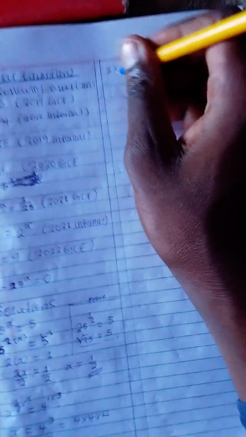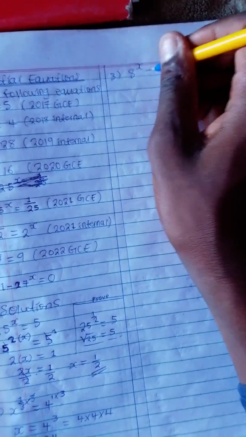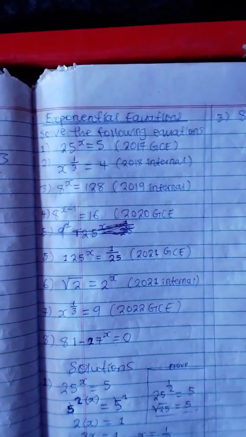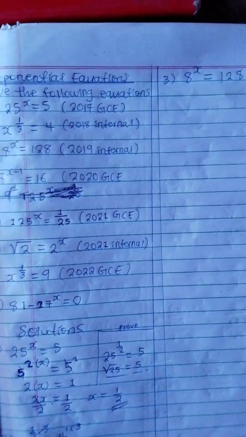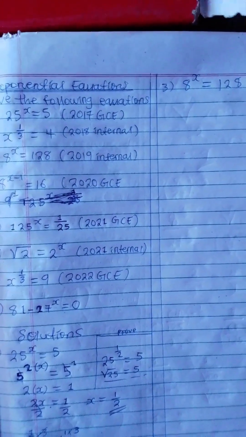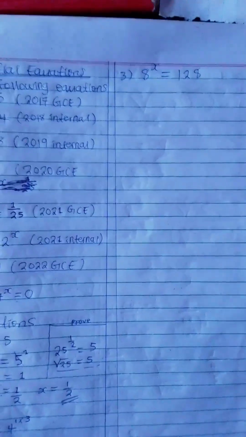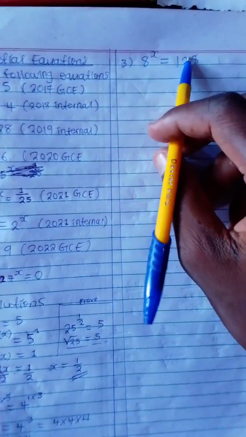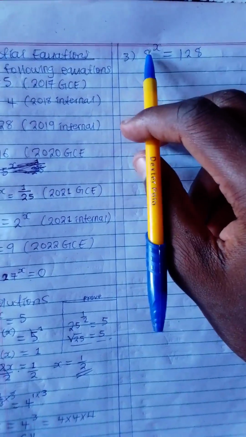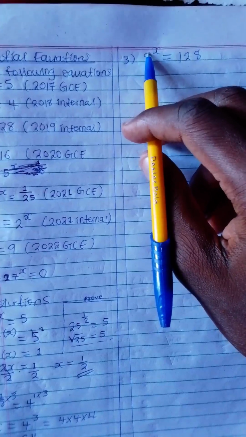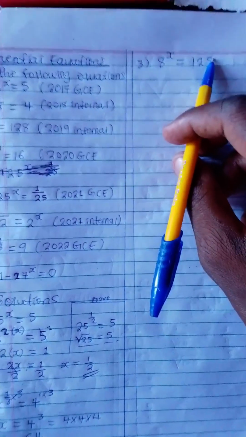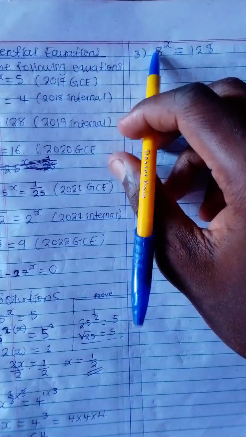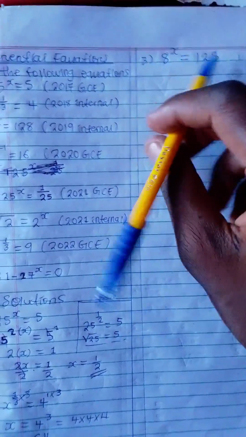For question 3, you have been given 8 to the power x should be equal to 128. This one came in the 2019 internal paper. To do that one, you have to make sure that the bases here are the same. So you can think of the lowest base. Do you know any number whereby when you raise 8 to some power it gives you 128? You might struggle to find it. So you can just reduce this 8 if it is reducible. If there are numbers on both sides which are reducible, you can reduce.